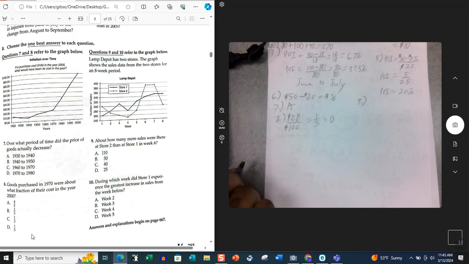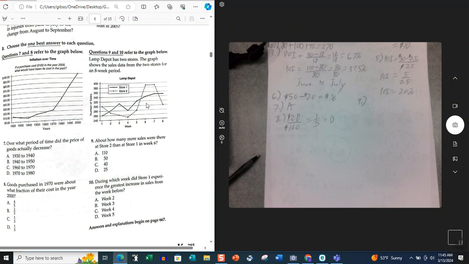So now, we go to problem number 9. It says in questions 9 and 10, refer to the graph below. Lamp Depot has 2 stores. The graph shows the sales data from the 2 stores from an 8-week period. Store 1 is the solid line. Store 2 is the dotted line. About how many more sales were there at store 2 than at store 1 in week 6?